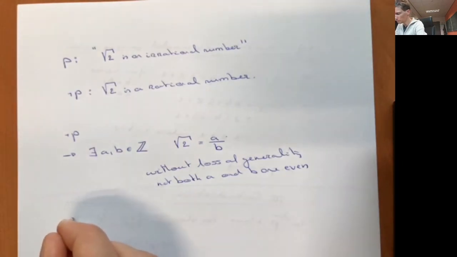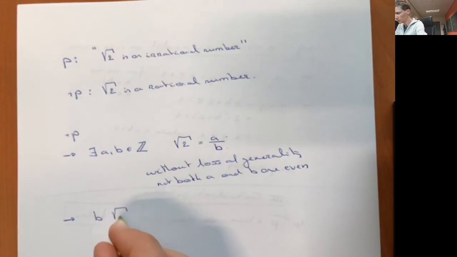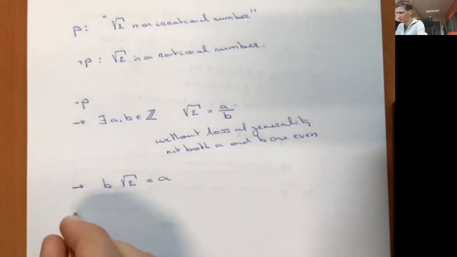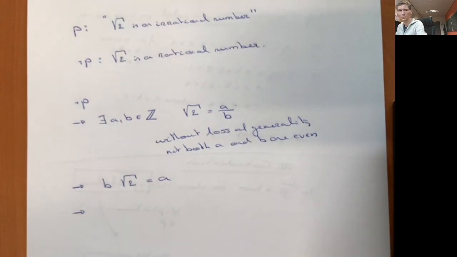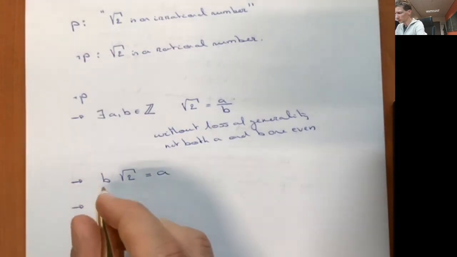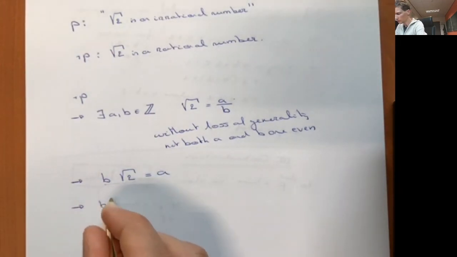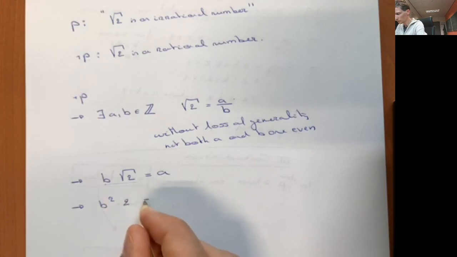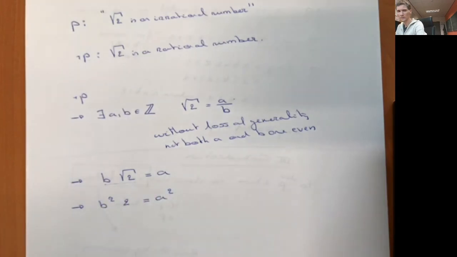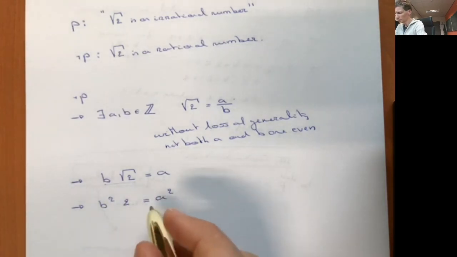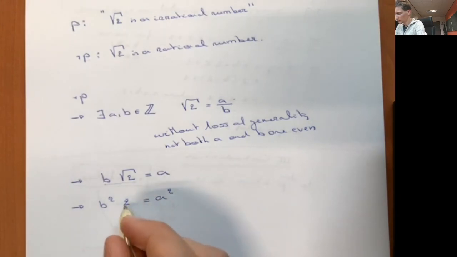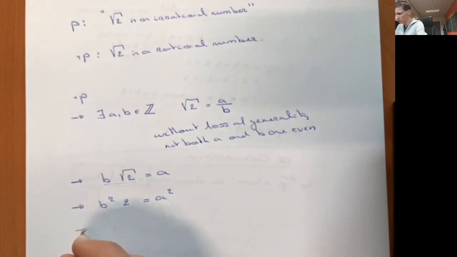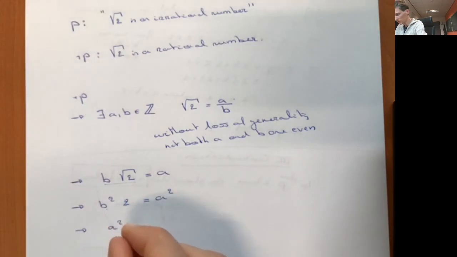Okay. So we have square root of 2 is A over B, so we can take B to the other side. We have B times square root of 2 is A. Okay. We have a square root of 2. Let's try to get rid of the square root. So we square both sides. If we square this side, we get B squared times 2 is equal to A squared. So we see that A squared is 2 times a number. So from this it follows that A squared is even.